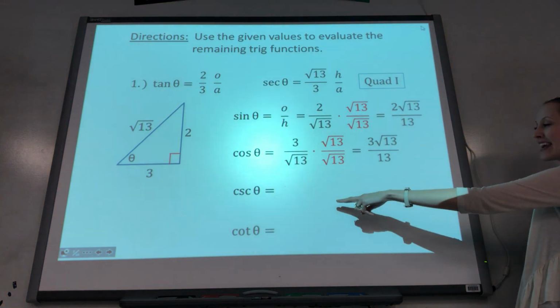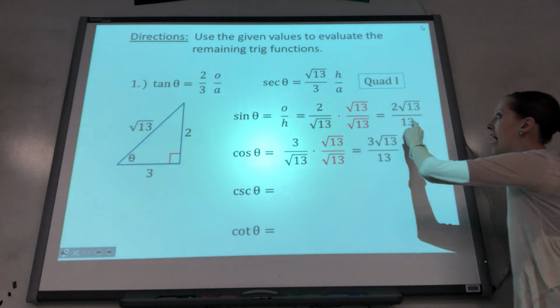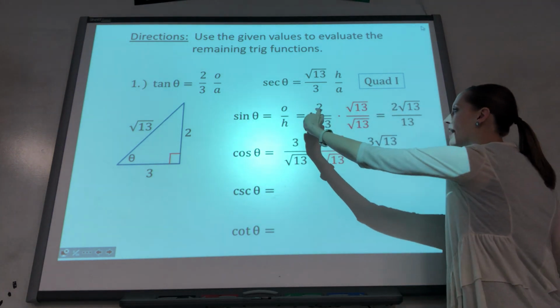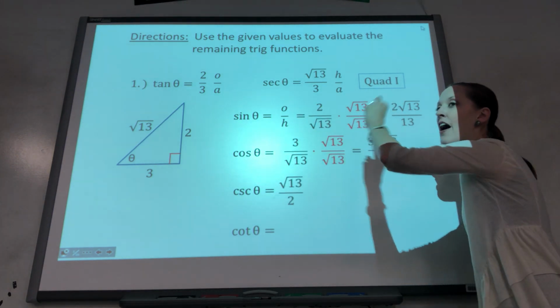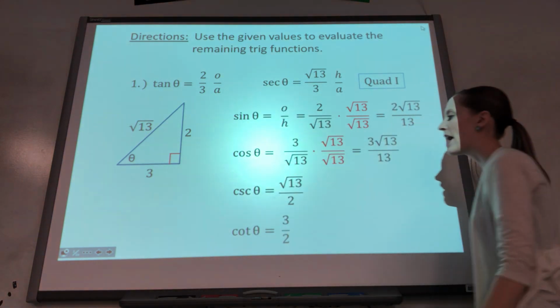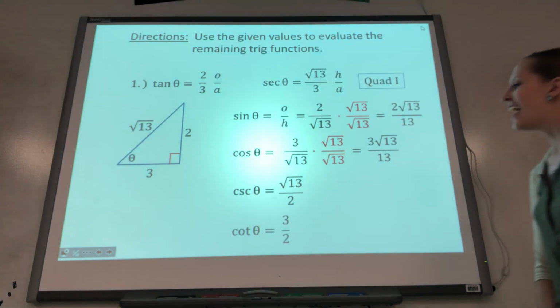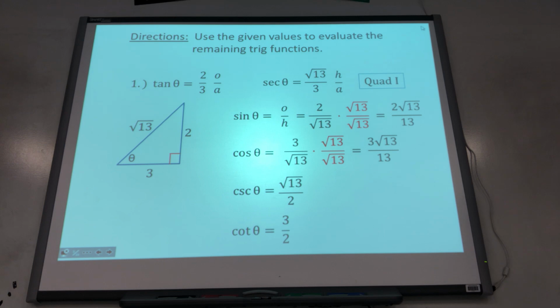Now cosecant, do the easiest way possible. For cosecant, I want to flip over sine, but not that one. I'm going to go back to what sine started out as. Flip that over and you won't have to rationalize. It's just square root of 13 over 2. And cotangent, you can just flip that over. Whoa, whoa, whoa, too far. There we go. And that should be just 3 halves. So only had to rationalize a couple of them.